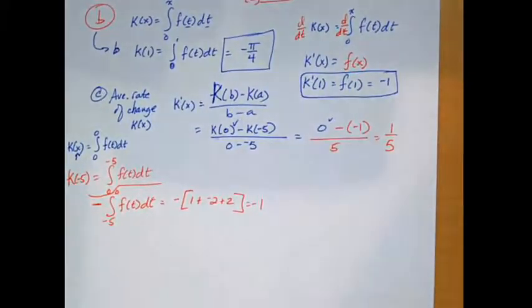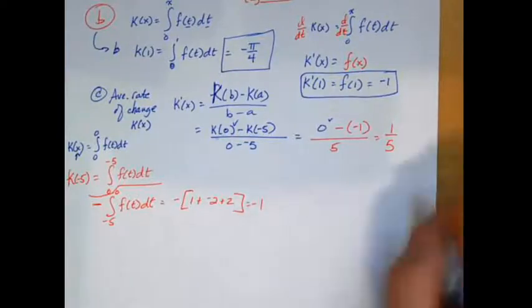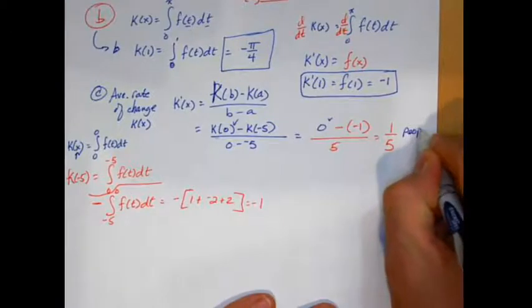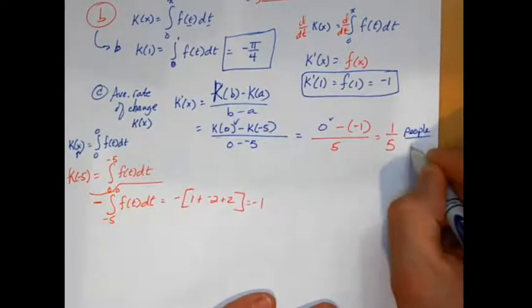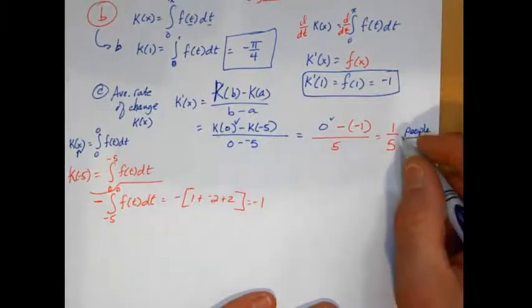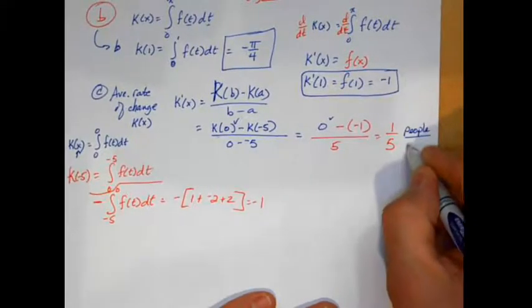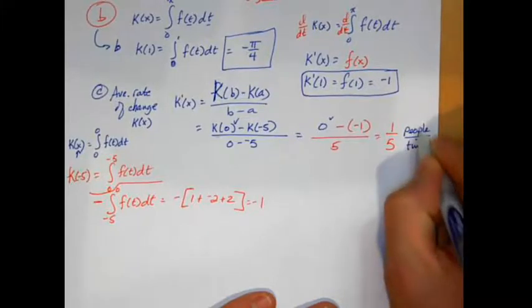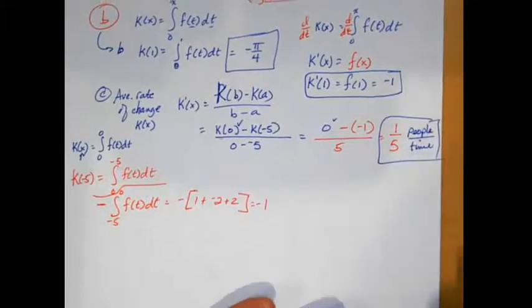What are the correct units? Are they asking for units? Find the average rate of change. Oh, they do not. But if they ask, average rate of change is people per time. So it changes at 1/5 people per time. Okay.